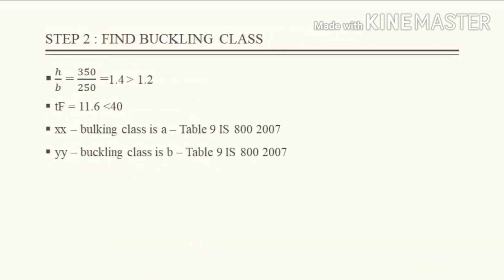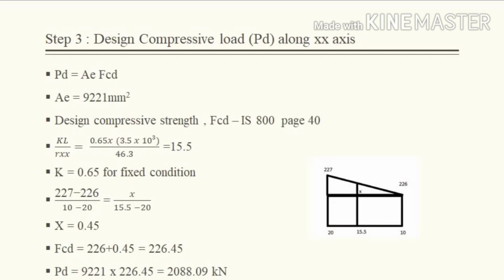Okay. Next is step 2, find buckling class. So H by B, H is 350 and B is 250, so H by B is 350 by 250, which is equal to 1.4, that is greater than 1.2, and TF is equal to 11.6, which is less than 40. So from table 10 of IS 800 2007, XX axis the buckling class is class A, and YY axis buckling class is class B.